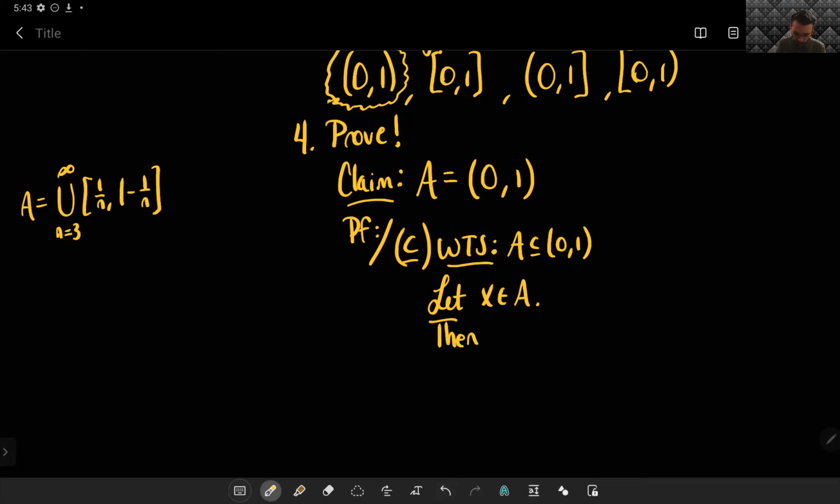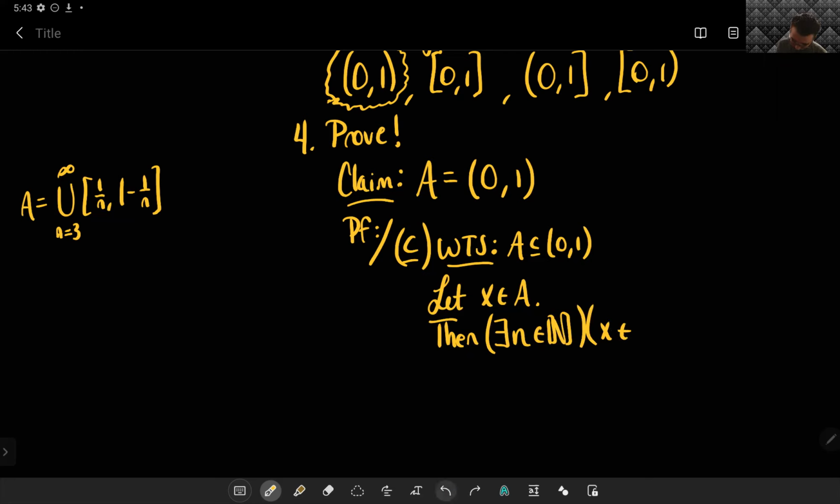Then if I'm in a union, I have to be in at least one of the sets composing that union. Be in at least one of these intervals. Maybe more than one, but definitely at least one. So I could say for one of these intervals, let's call it the nth interval, because why not? So n is some natural number. So I'm saying there exists a natural number n, sort of an index of our A sub n set, such that X is in A sub n.